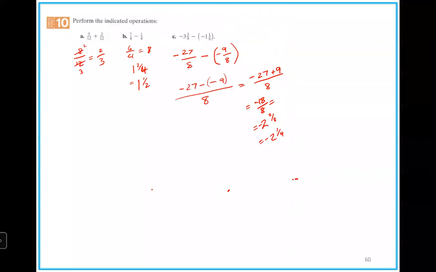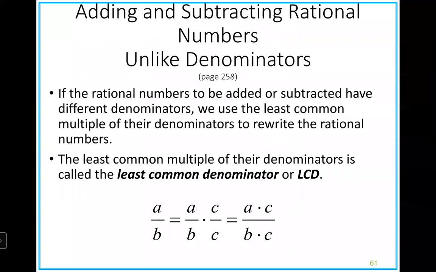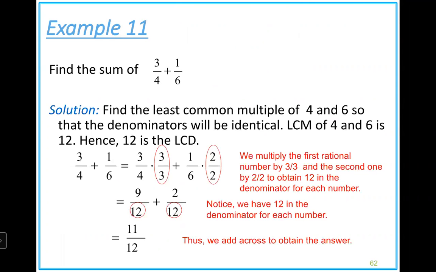Okay, so let me see now. So now we were dealing with like denominators. Now what happens when the denominators are not alike? You have to find the LCD, the lowest common denominator. Right, so that's what we're going to look at now. So we have this one where you're asked to add these two, 3/4 plus 1/6. So you find the lowest common denominator. In this case, for this example, the lowest common denominator is 12.